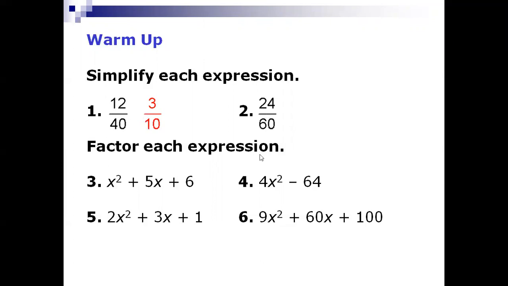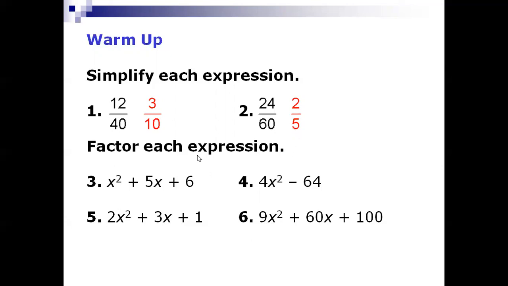What about the second one? 24 over 60. What is the GCF or the simplified form of this one? Yeah, that's correct, 2 over 5. What is the GCF here? That is 12. 24 divided by 12 is 2. 60 divided by 12 is 5.